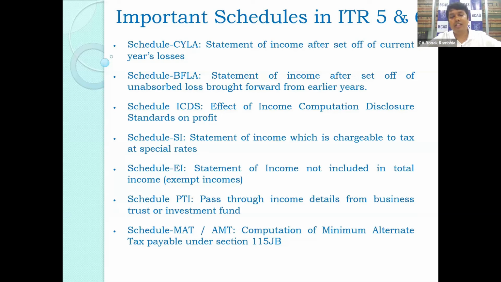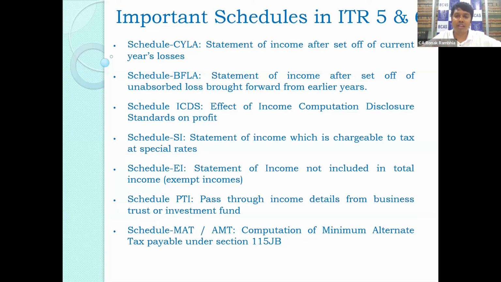Further, there is schedule SI, which is the statement of income chargeable to tax at special rates. Yes, you have a lot of rates in our income tax return, so you have to mention each income specifically at special rates. Then you have the schedule EI, which is the schedule of exempt income. Here one has to match whatever is written in other schedules as exempt income. All of it has to be mentioned in schedule EI.